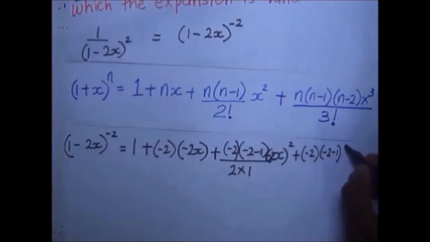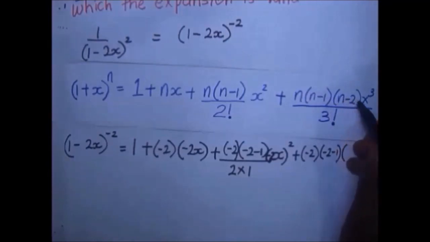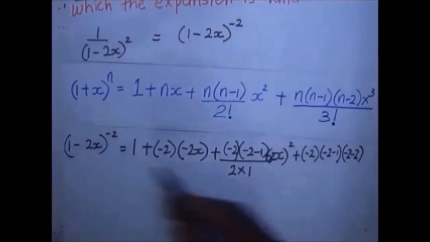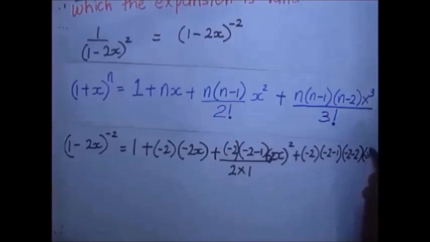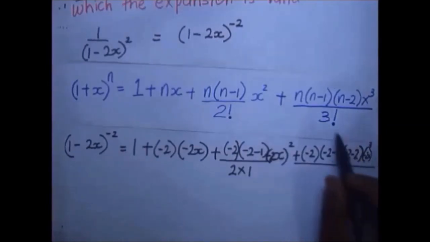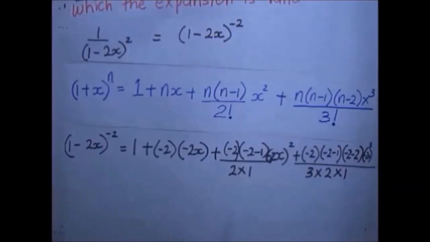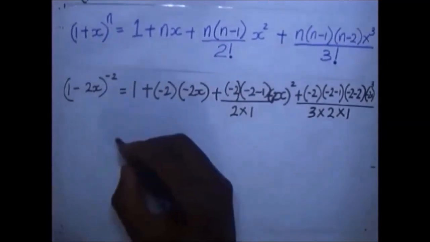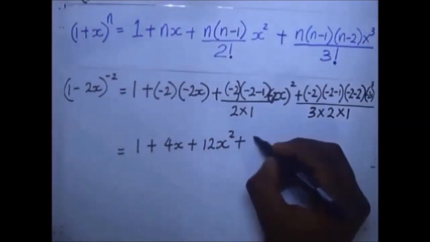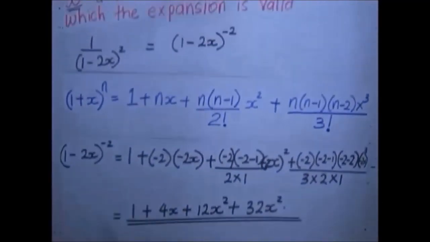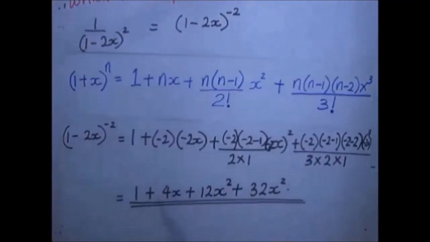into negative 2 minus 2, x cubed. Now our value of x, remember, is negative 2x, so it's going to be negative 2x to the power 3. Divide all this by 3 factorial. What is 3 factorial? It is 3 times 2 times 1. That is 3 factorial. So after substituting like that, the binomial expression for that is this, and we have found the answer.